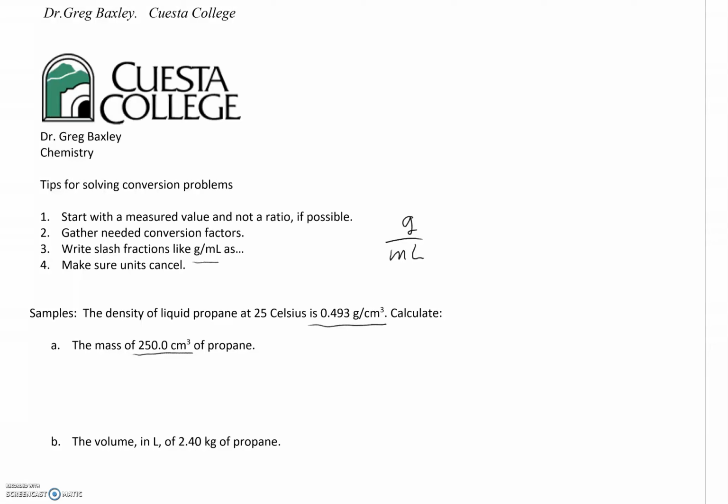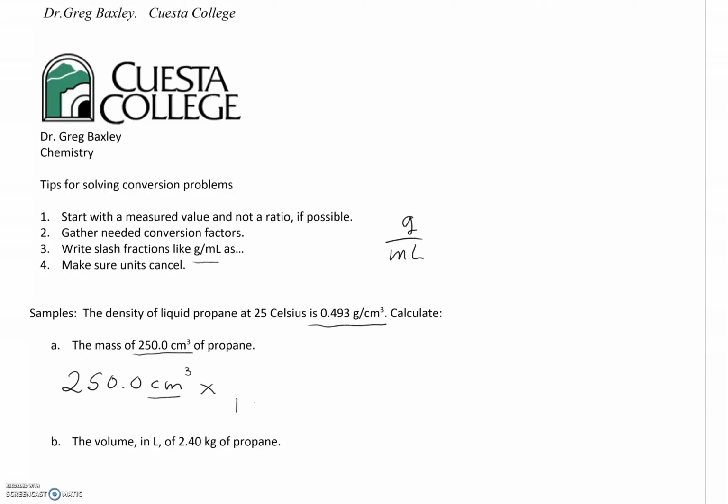All right, let's take a look at our sample problem. Again, we're given the density of liquid propane at 25 Celsius, and we're asked to calculate the mass of a certain volume of propane. Since we're starting with the measured value, 250.0 centimeters cubed, we'll do that. Always make sure you include the units, like the centimeters cubed, to make sure that we know what we're talking about. We can then multiply it by the density that we can use as a conversion factor.